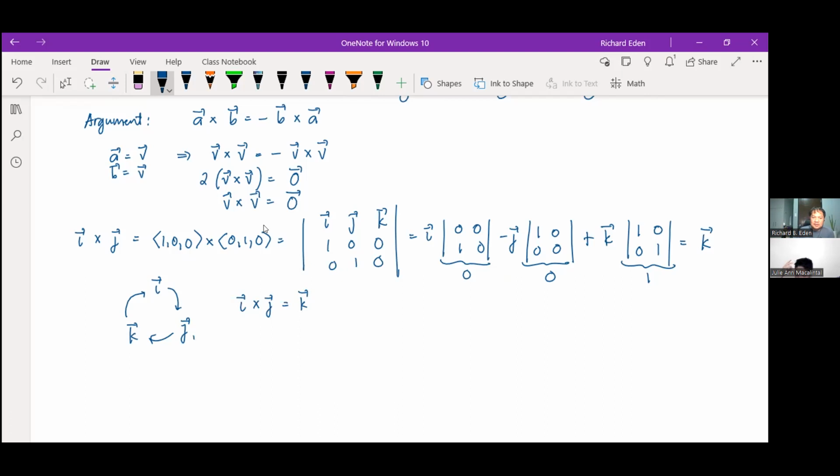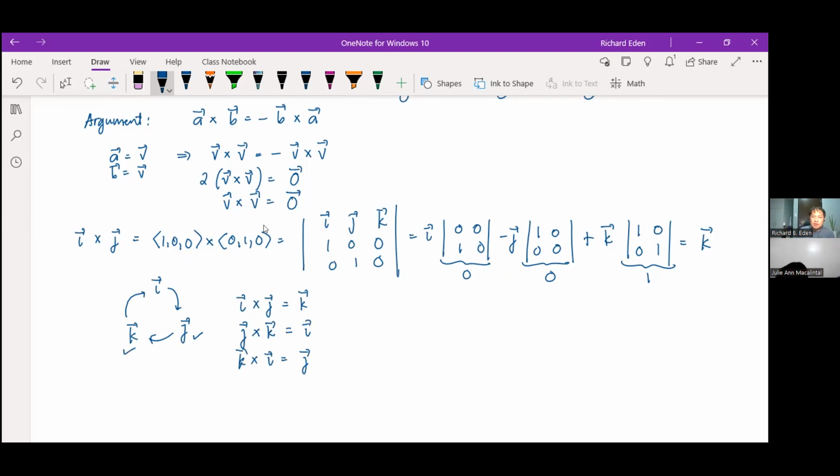So let's say this time you start with J, and then the next would be K. But then to complete the trio, it would be I. So the product is I. Then lastly, K cross I is going to be equal to J.